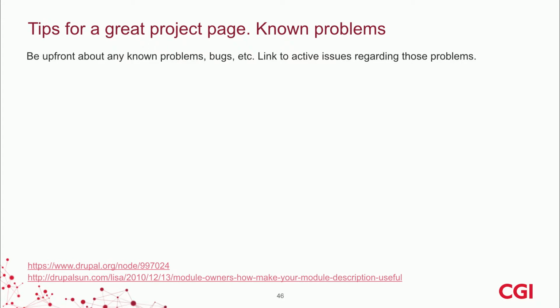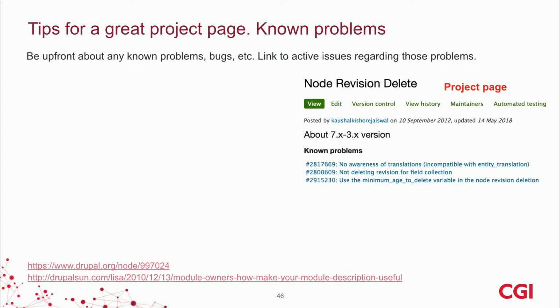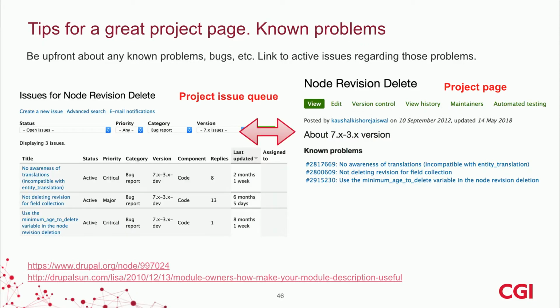Maybe you have problems, you have bugs in your module, and you need to inform your users, okay, you can use this version, but you need to know that we have some problems with the version. Usually you will find a known problems section. To create this section, go to the issue queue and just search for the category bug report, and you will find the problems for your module, and just take the link and put it in your project page.